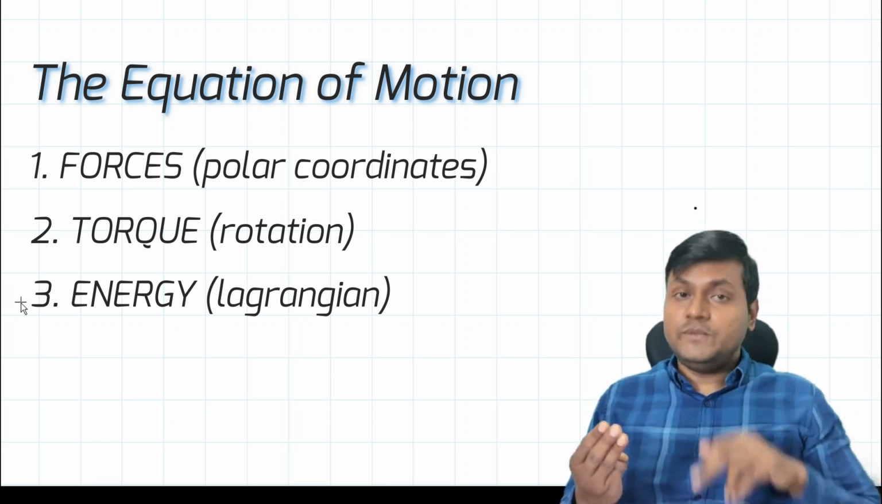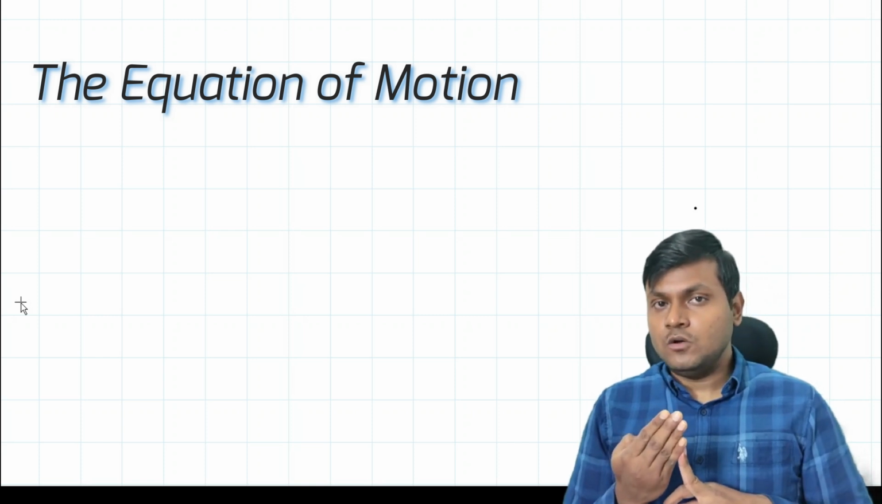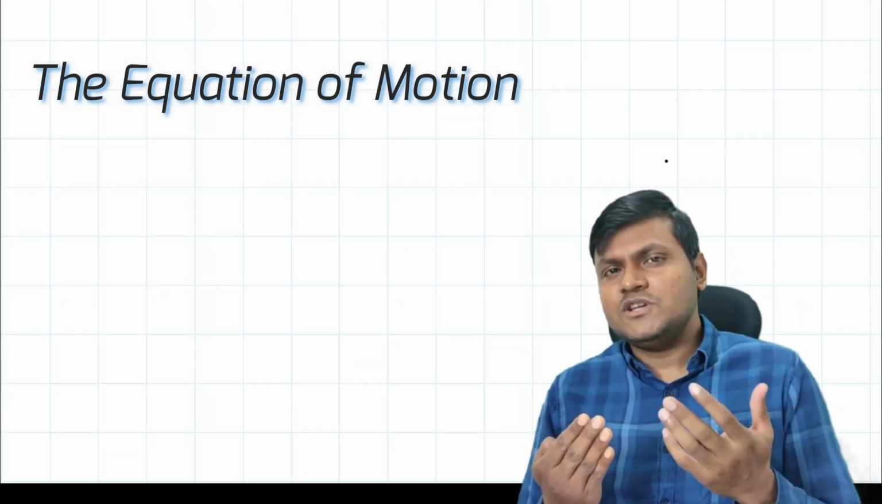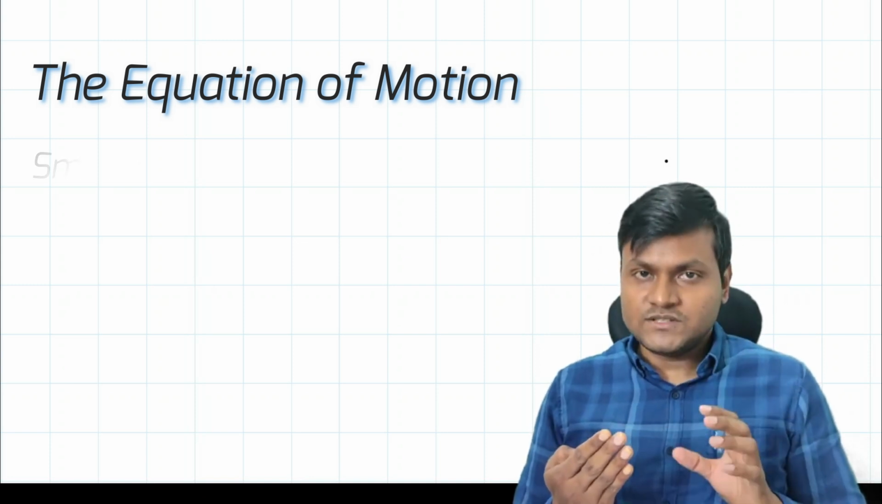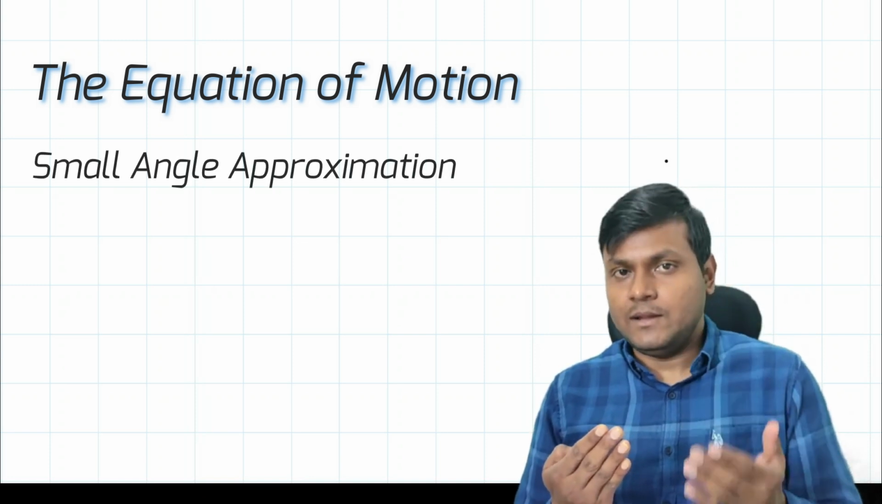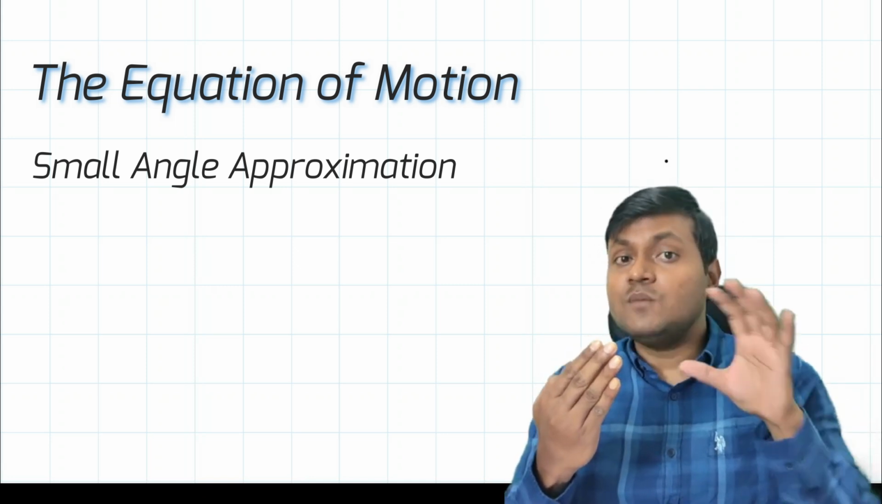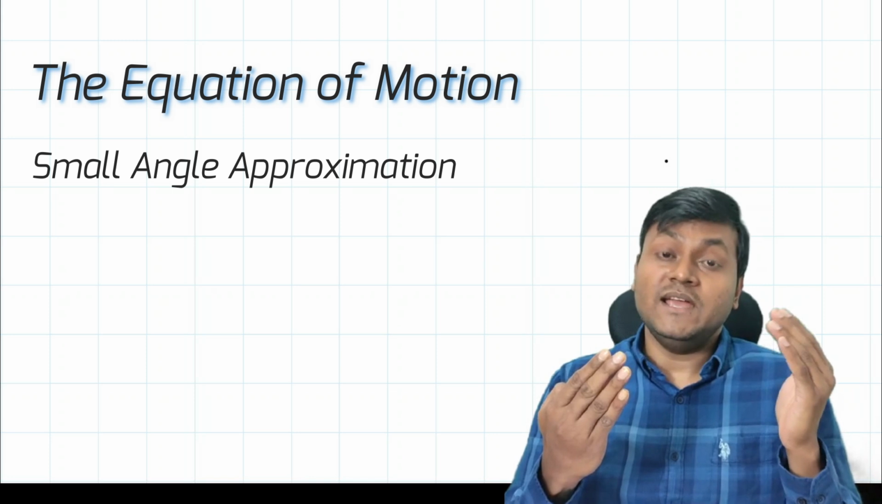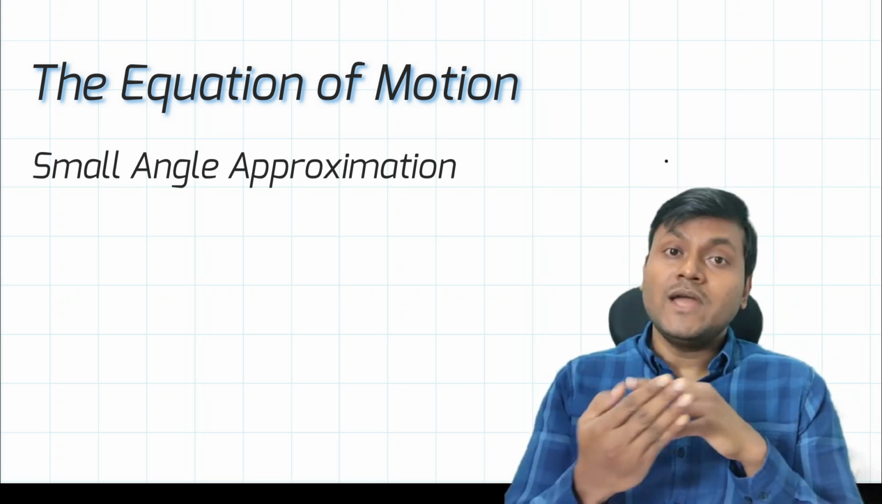And once you do obtain the equation of motion, which is a second order differential equation that needs to be solved, the question is, is the equation even solvable in the first place? For that, we will have to look at some approximations, especially the small angle approximation. Once we do the small angle approximation, that becomes a differential equation that can be analytically solved, which we are going to do. And then we are going to look at the nature of the solution.